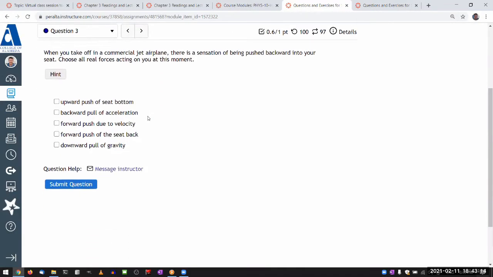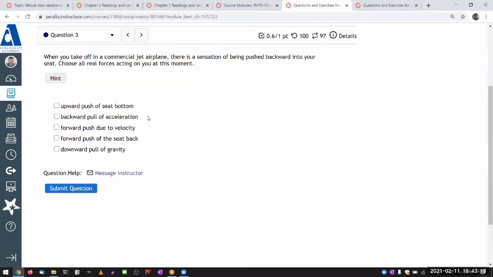So this is the question, and I think this is one of those scenarios where people have certain intuitions that you build up over time. The way we describe forces in chapter 3 using Newton's laws is not quite the same as how you are used to describing forces in your everyday life.